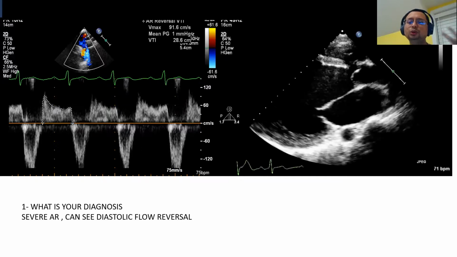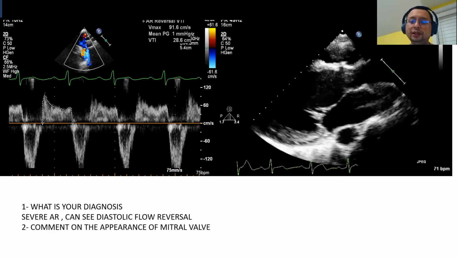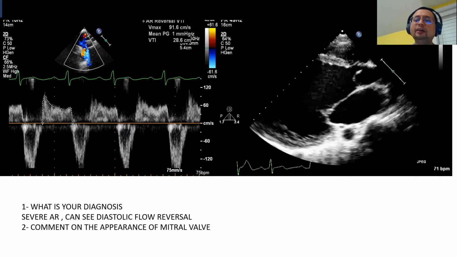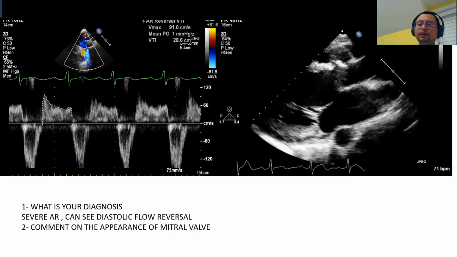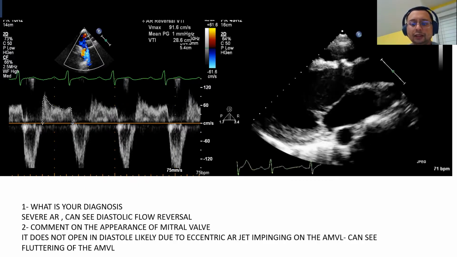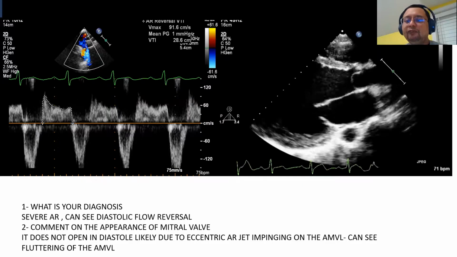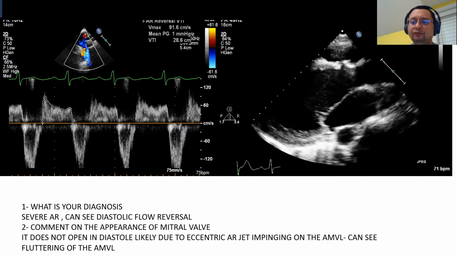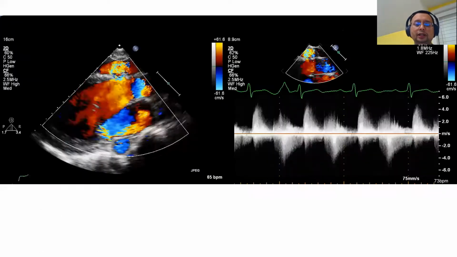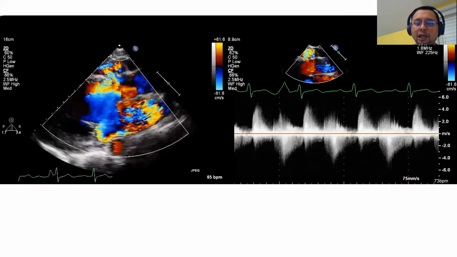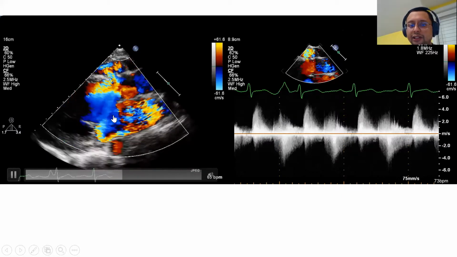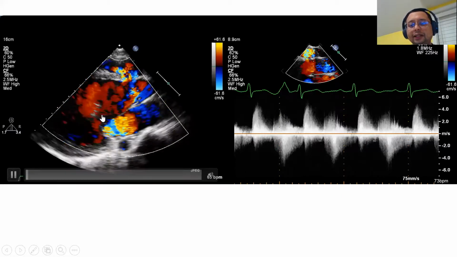And we wanted to see also the color flow. Okay. So the mitral valve leaflet, someone can call it reverse doming of the anterior mitral valve leaflet or reverse hockey stick appearance. We can also see fluttering of the anterior mitral valve leaflet because the jet is impinging on the anterior mitral valve leaflet. Okay. Now look at the echo now. Now you can see a very severe eccentric mitral valve regurgitation impinging on the anterior mitral valve leaflet.